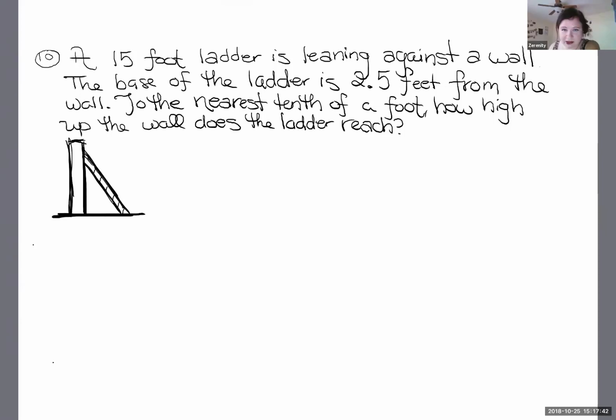The base is 2.5 feet. Yeah, so where would I put that 2.5? On the bottom? Yeah, right here. From the base of the ladder to the wall, that's 2.5 right there.